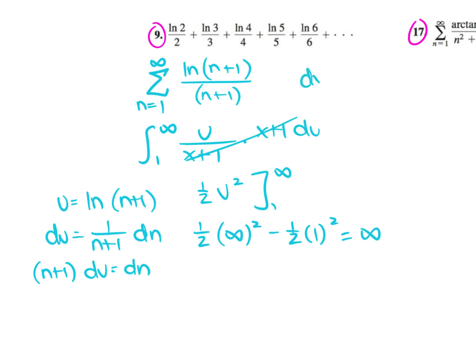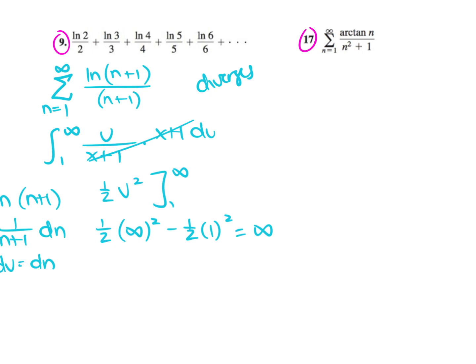Diverges. Don't you also have to just notice that the top is always getting bigger? Yes, these are kind of hard to tell because ln is increasing but not at that fast of a speed, and the bottom is also not increasing at that fast of a speed, so it's a hard one to eyeball.